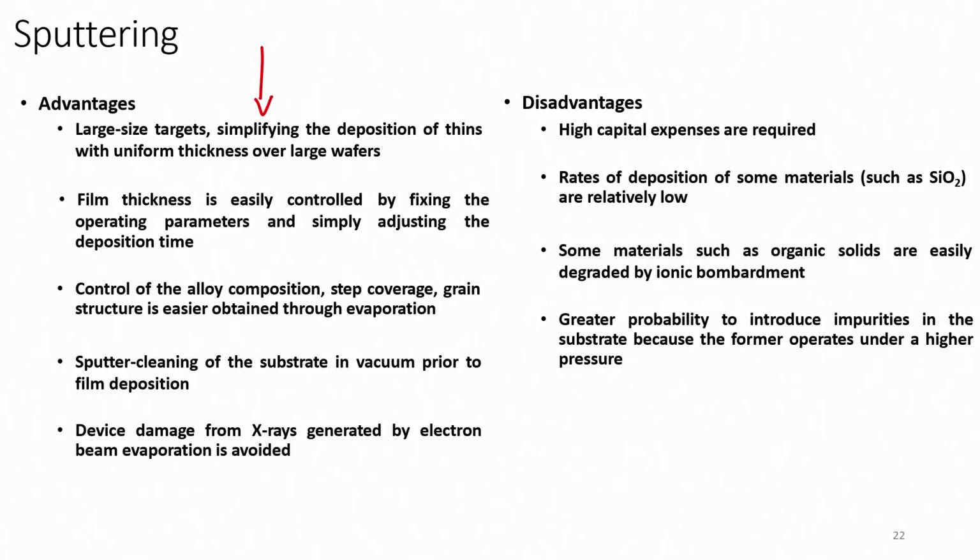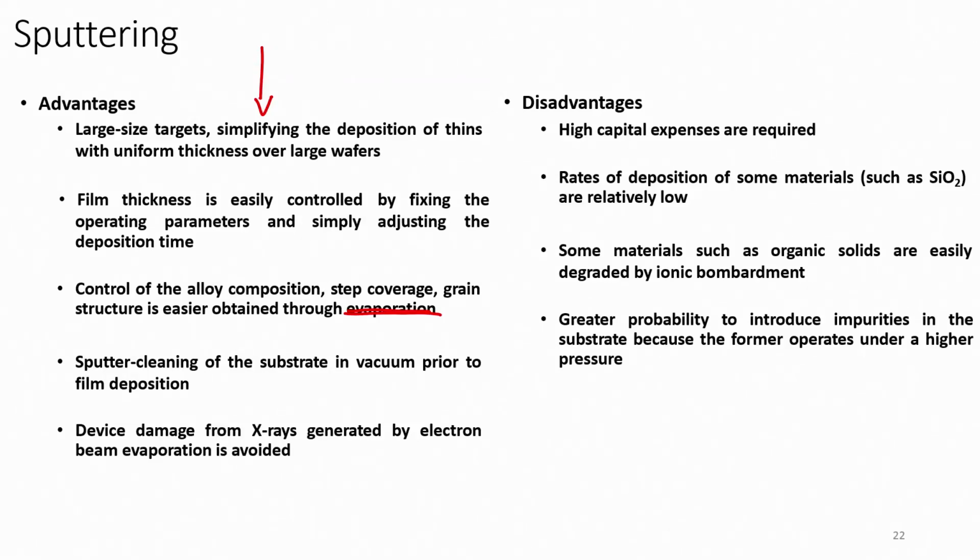easier obtained through evaporation. However, this is not correct, not through evaporation, but through sputtering. Sputtering or sputter cleaning of substrate in vacuum prior to film deposition is possible in case of, of course, sputtering.